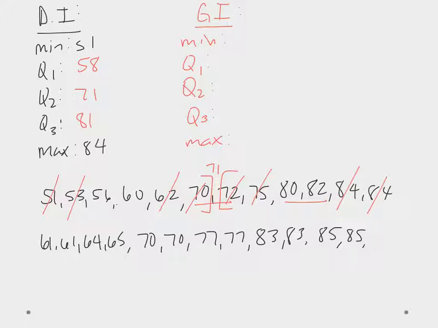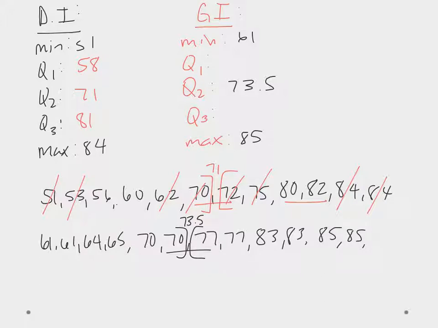All right, so again, looking for the 6th and 7th. 1, 2, 3, 4, 5, 6, and 7. So 70 plus 77 divided by 2 is going to give us 73.5 as our middle. And this time I actually forgot to do the max and min. The min is 61, the max is 85.